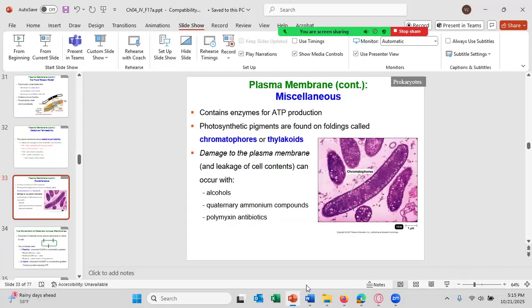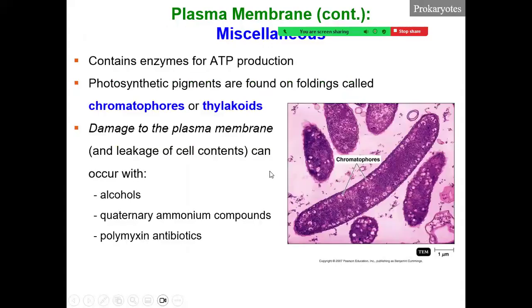All right, the plasma membrane contains some miscellaneous ingredients. For prokaryotes, this is where the majority of the enzymes are for making ATP. For photosynthetic prokaryotes, this is where the pigments are for engaging in photosynthesis. For the photosynthesis, the pigments are actually found in foldings of the cell membrane.